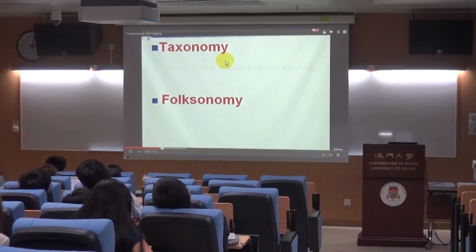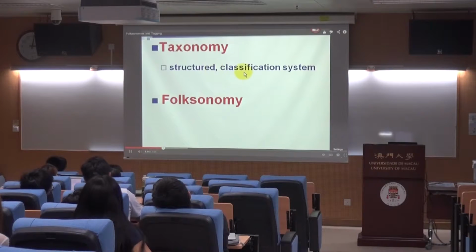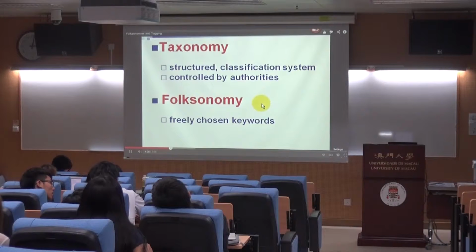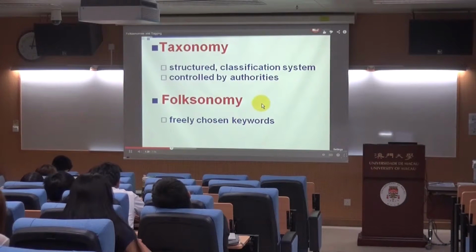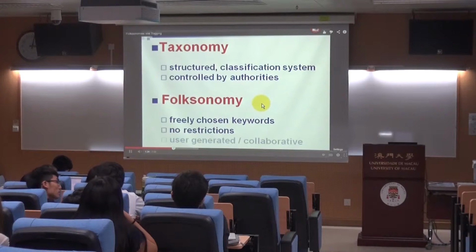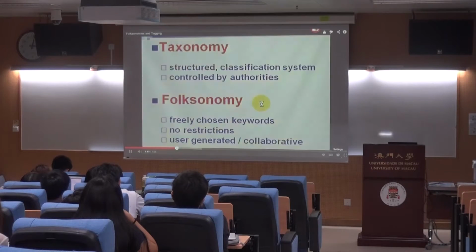A taxonomy is a structured classification system. It is controlled by authorities and has rules, regulations, and guidelines. A folksonomy, on the other hand, consists of freely chosen keywords. There are no restrictions, and the user can generate them. They can also be collaboratively generated.